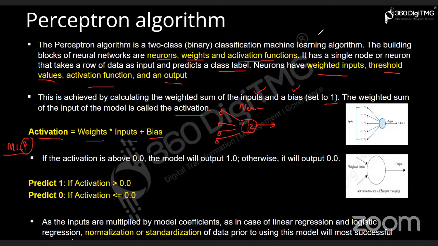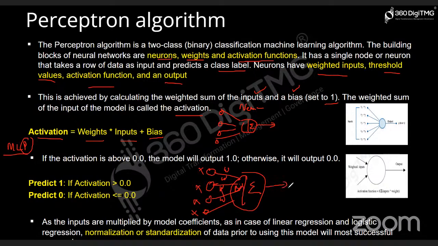So basically, if we draw this computerized neuron, we will have inputs, and they will have some weights W. Suppose this is X. And here we will have an activation function. This will take the weighted inputs and bias and give us the output.